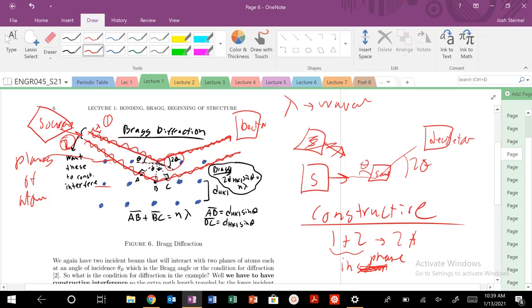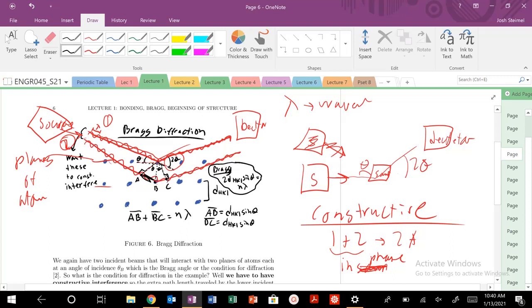I have the ray that goes in and bounces off here. The second ray goes here, and if you draw some geometry, now I know that you all have hopefully taken statics at this point. You're all geometry experts. If we look at this, the only difference between these two incident beams is that for the second beam, hitting this second array of atoms, we're traveling this extra distance, AB and BC.